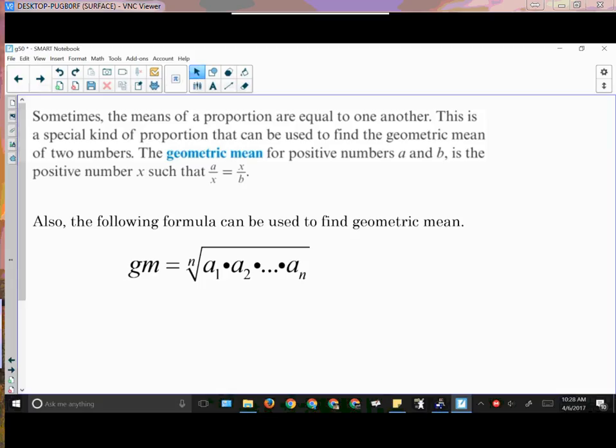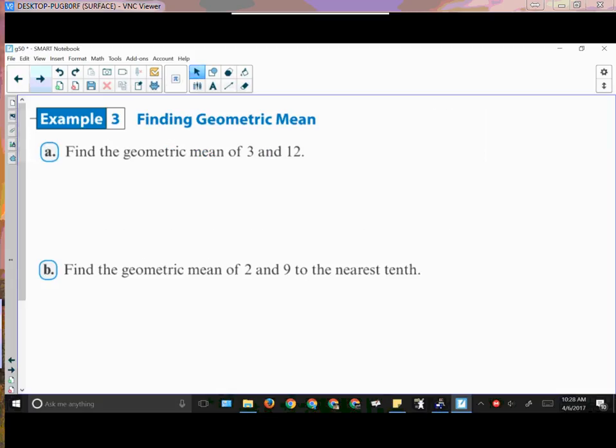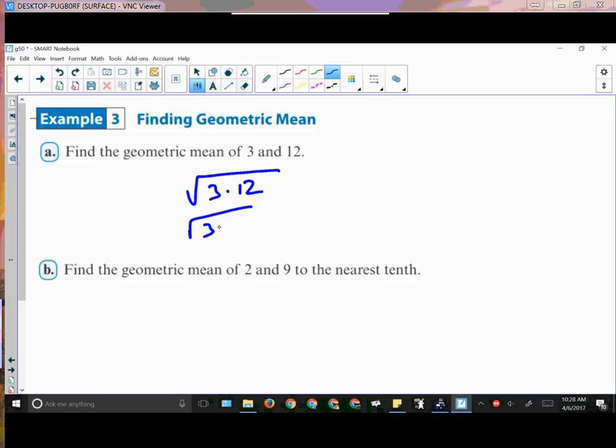Now, how we're going to use this. I want to find the geometric mean of 3 and 12. While I could set this up as the ratio, it's a lot quicker and easier knowing that the two numbers I have are multiplied together, take the square root of them. So that means it's going to be the square root of 3 times 12, which is the square root of 36. Well, what's the square root of 36? 6. Quick and easy.